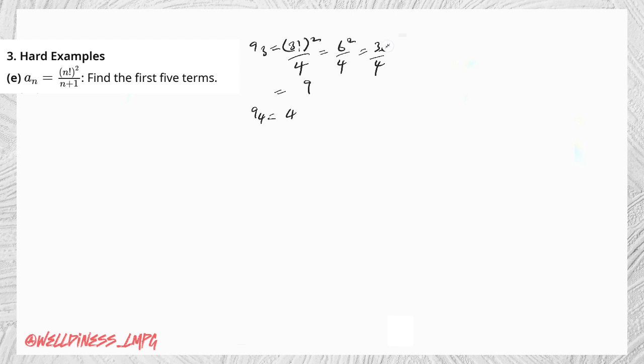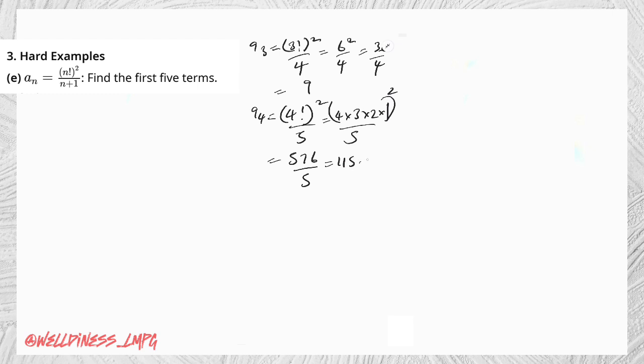Now for A4, you're going to have 4 factorial squared divided by 4 plus 1, and that will give you 4 times 3 times 2 times 1, which will give you 24 squared divided by 5. And 24 squared will give you 576 divided by 5.